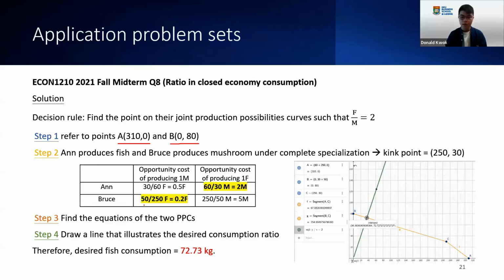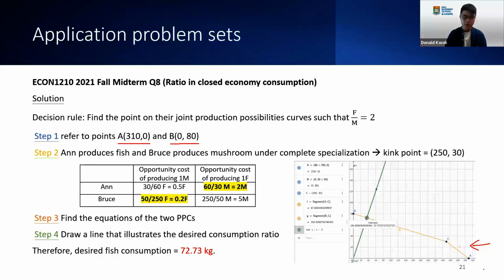At the kink point, where they completely specialize in the good they enjoy comparative advantage, then they will have 250 mushroom produced by Bruce and 30 fish produced by N. So this is the kink point. So step 3 is to use the segment function to connect the points on the combined PPC. So as you can see, the orange curve here will be the combined PPC.